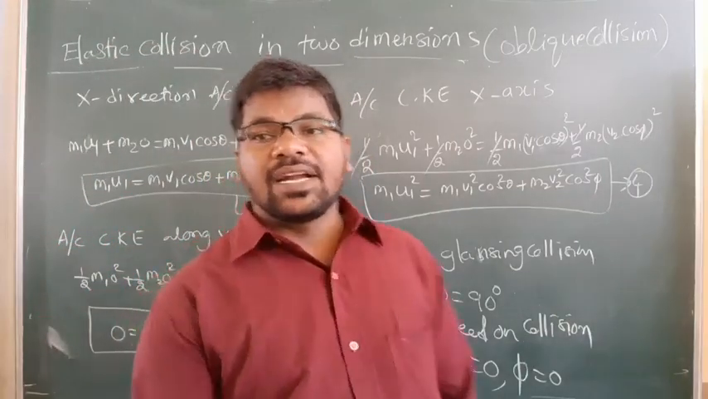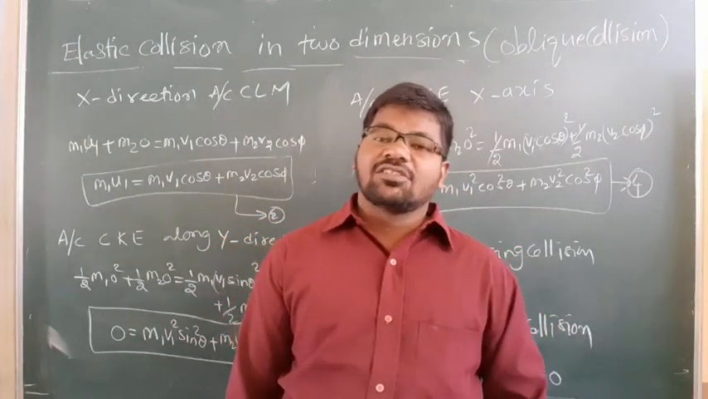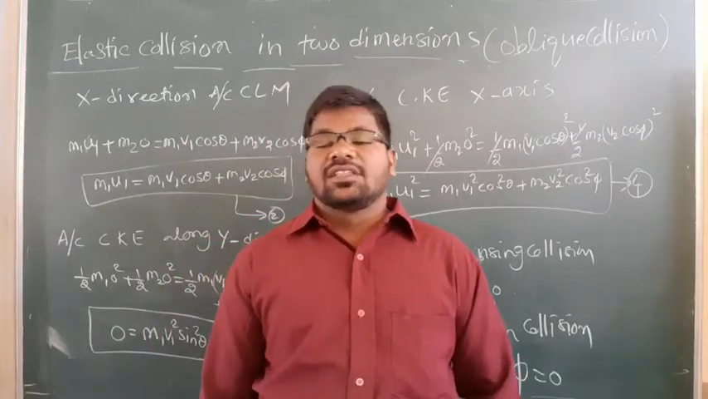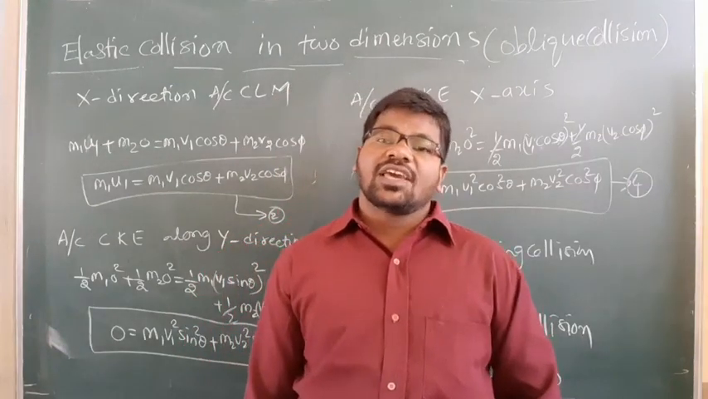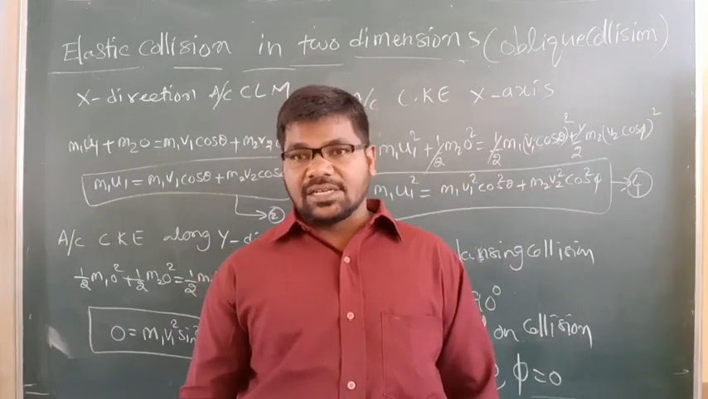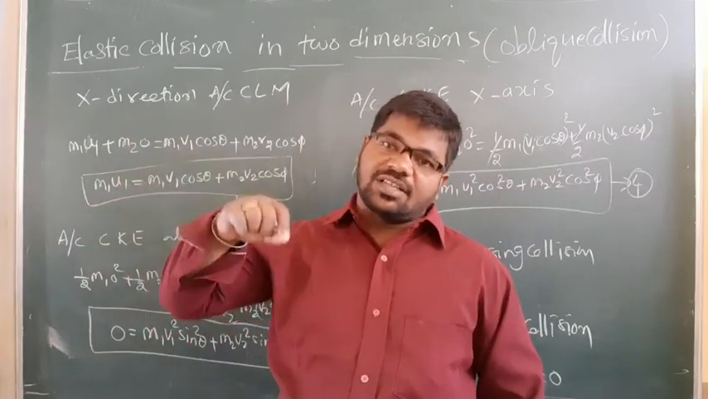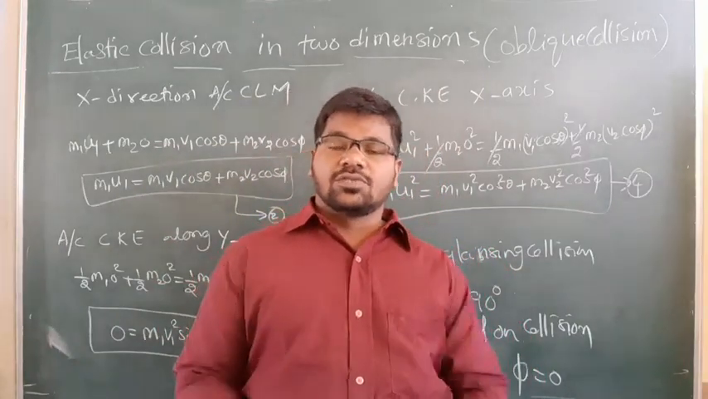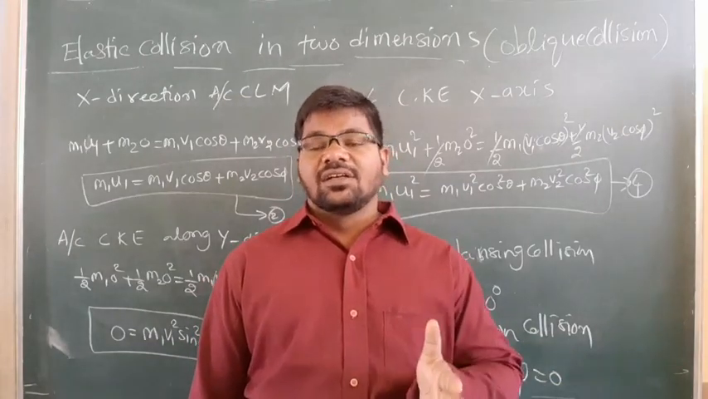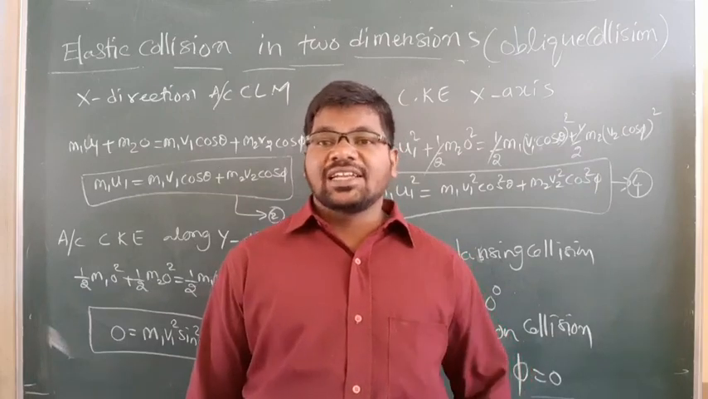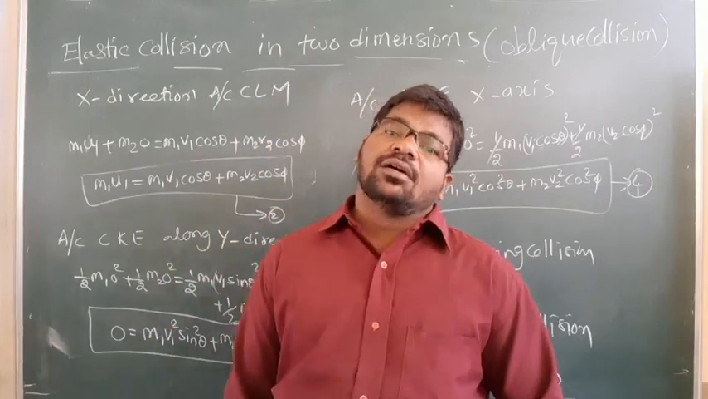We know that in elastic collision, after collision the kinetic energy and momentum are conserved. This type of collision we call elastic collision. In 2 dimensions means the collision occurs in a plane, not in a straight line. Oblique collision means after collision the 2 bodies move in different directions, making an angle with the reference line less than 90 degrees. This type of collision we call oblique collision.